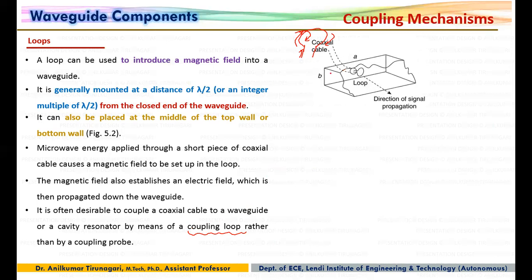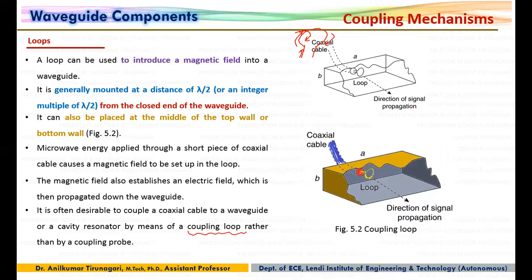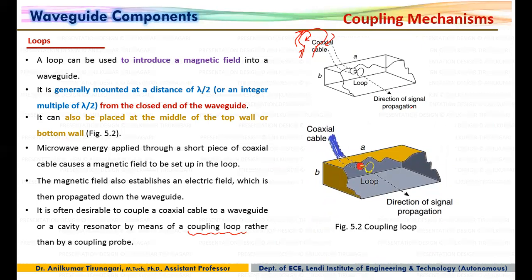So what is the structure? You can see it is simple here. This is the wall and a hole is made here. Here a loop structure is placed and this is the direction of the signal propagation. This is the actual pictorial representation.